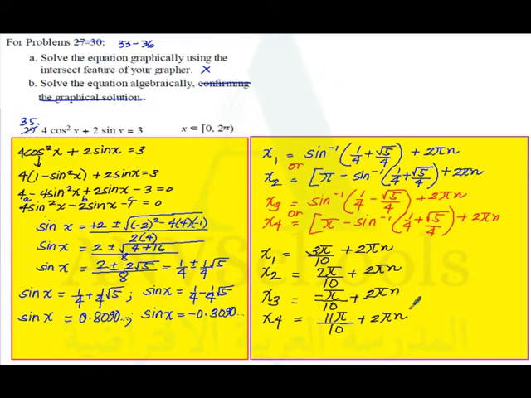Now take note that our solution should only be from 0 to 2 pi, excluding 2 pi. So when n is equal to 0, the solution set would include x is equal to 3 pi over 10, because after that you cannot add one more revolution, as that will give you more than 2 pi. And then we also have 7 pi over 10.